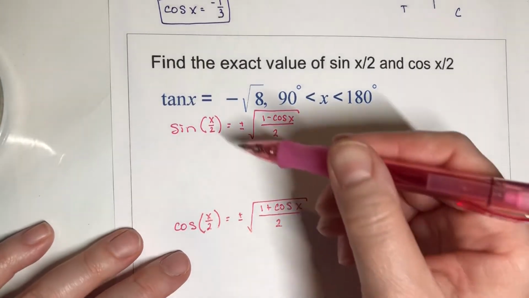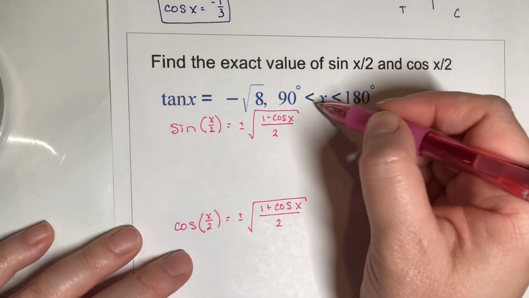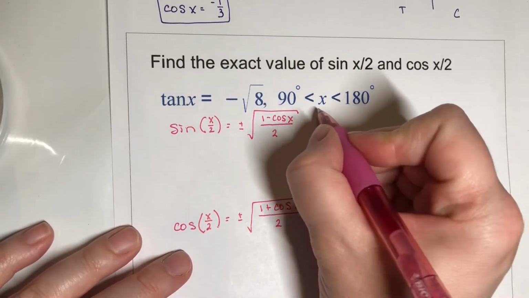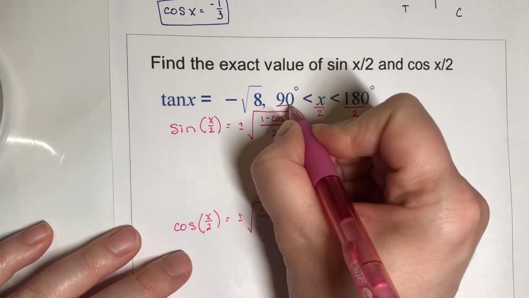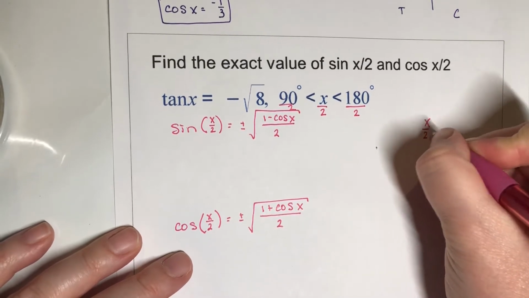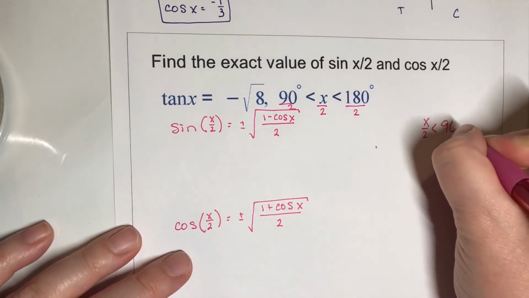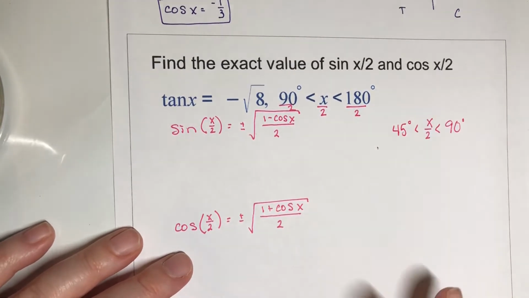All right. With the half angle, so we're looking at x over 2. Well, this is our domain for x. So if we're wanting to find x over 2, if I divide each of these by 2, I can figure out where x over 2 is. So I'm going to put that over here. So x over 2 would be in between 90 degrees and 45 degrees.